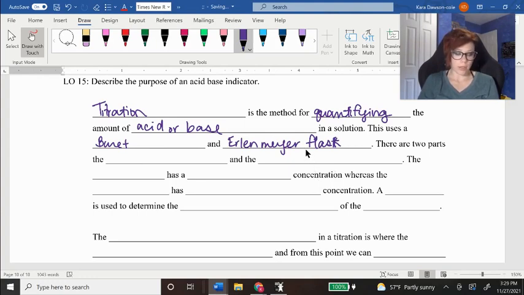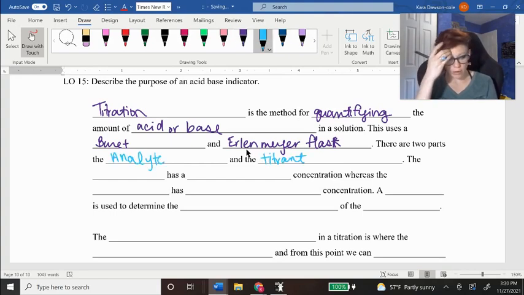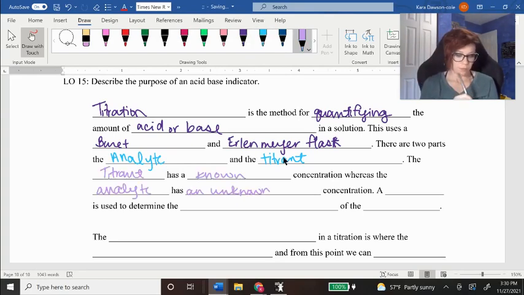And then there's two parts. You have the titrant and the analyte. The titrant has a known concentration, whereas the analyte has an unknown concentration. The volume of titrant used is used to determine the concentration of the analyte.